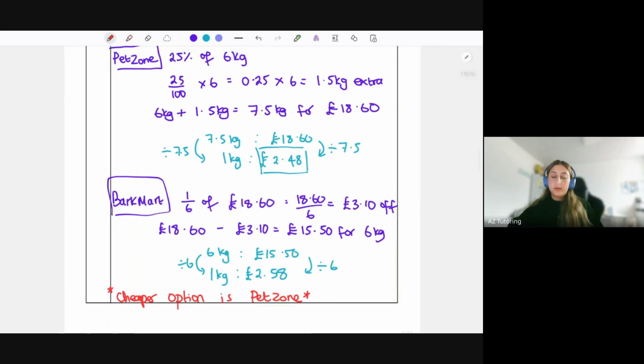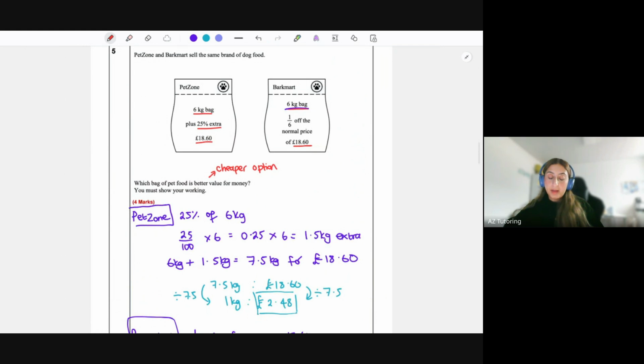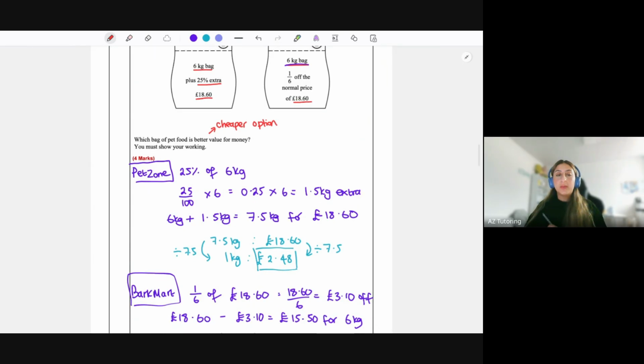Okay. So this was a long-winded best buys question. As long as you understand the question, you read the question, and at the end, you're always going to be using ratio to find out how much 1 kg is going to be, or the amount of one, to be able to compare it, so we can see clearly how much they're going to be paying for each of them.